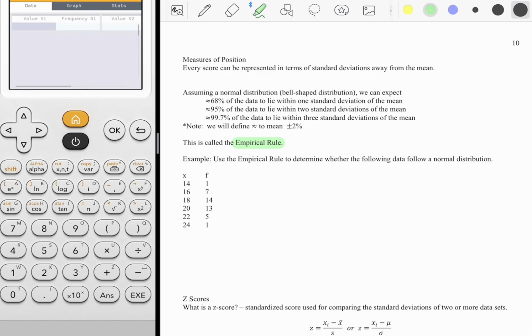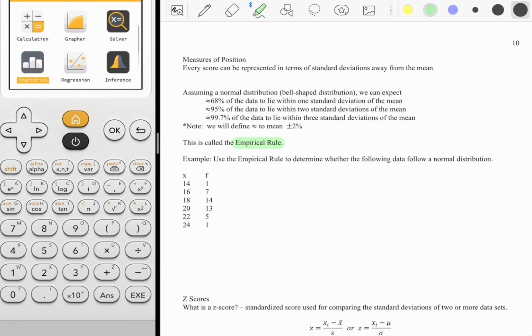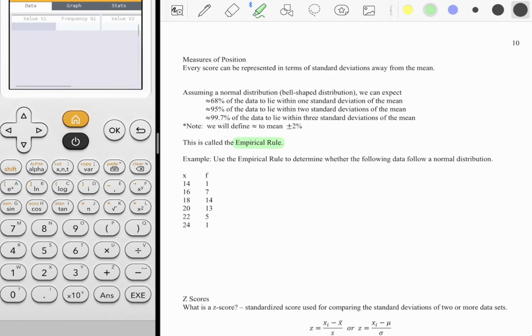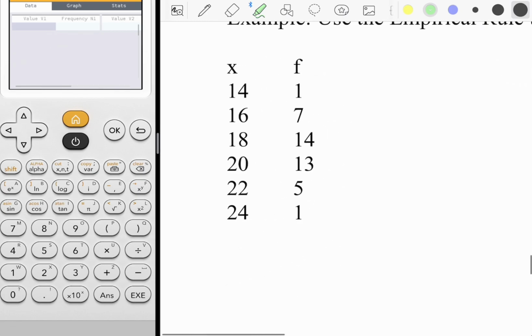Lost along the way, so I want to see if we can avoid that. All right, so you put the data in. In your home, you go to statistics. We're going to type in the X values and the F values here, so 14 through 24 even.